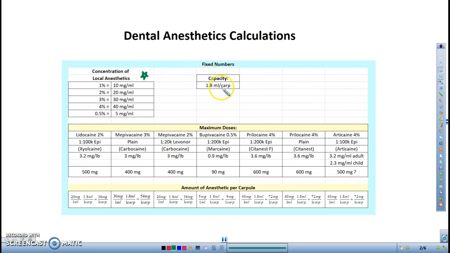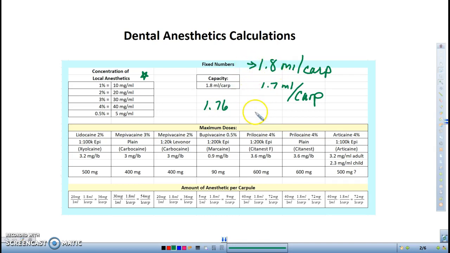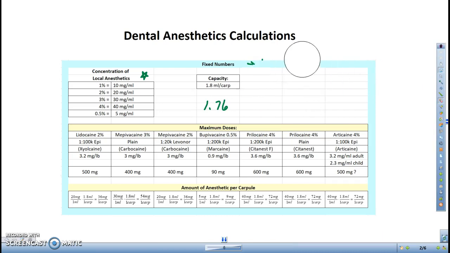Okay, the other thing I learned is I had to look up what a carpule was. A carpule is the same as a cartridge. I noticed in your calculations, sometimes they were using 1.7 milliliters as the capacity per carpule. In some of the calculations, it was 1.8 milliliters per carpule. What Michelle told me was that the manufacturer says it's 1.76 or 78, which rounds up to 1.8. So I guess that's the standard number to use. In these problems, you just have to look to see which one they want you to use. But it sounds like using 1.8 is pretty standard if nobody's giving you any instructions.